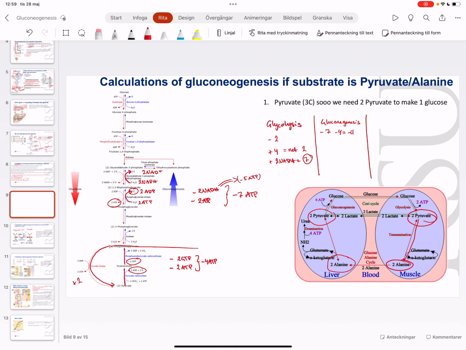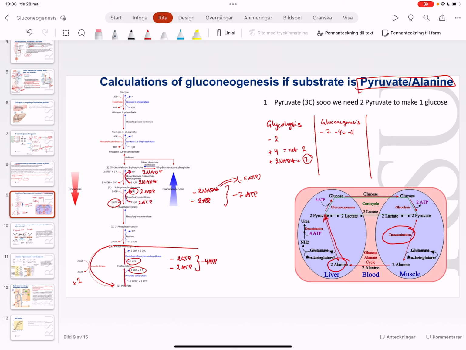Okay, so calculations of gluconeogenesis if the substrate is pyruvate or alanine. I just want to say that alanine, which is an amino acid, can actually be converted into pyruvate by transamination. So just know that. The calculations will be the same for these two, because alanine can be converted into pyruvate without using ATP or gaining ATP or NADH or whatever.